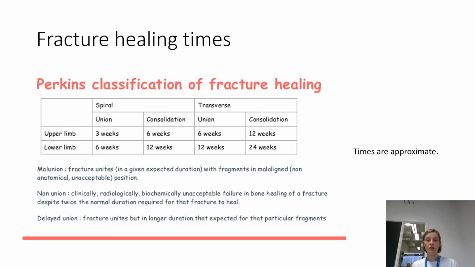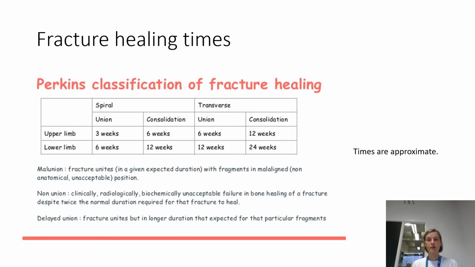But consolidation of upper limb fractures can take between 6 and 12 weeks, where these numbers are roughly doubled in a lower limb fracture. So in a transverse fracture of a lower limb bone, say the femur, it can actually take up to 24 weeks for a bone to become completely consolidated.